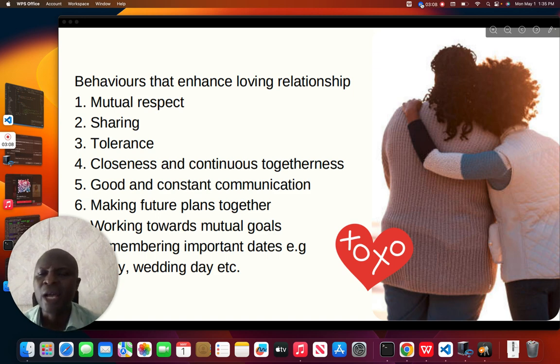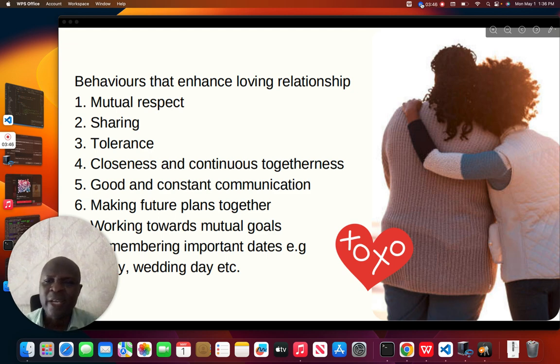Another thing that you should understand is tolerance. You must be ready to tolerate, because conflict is inevitable. There is no way you will not misunderstand each other. There is no way you will not fight. But when you understand that you need to tolerate, then you call that person into order, telling the person what exactly you don't appreciate in that person. So if you really want to behave in a loving relationship, then you must be ready to tolerate.